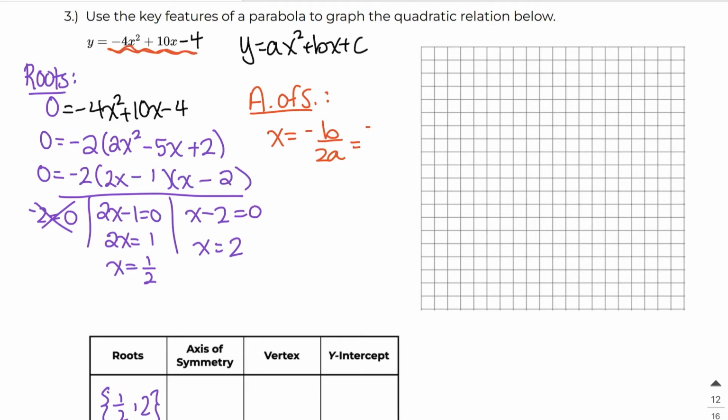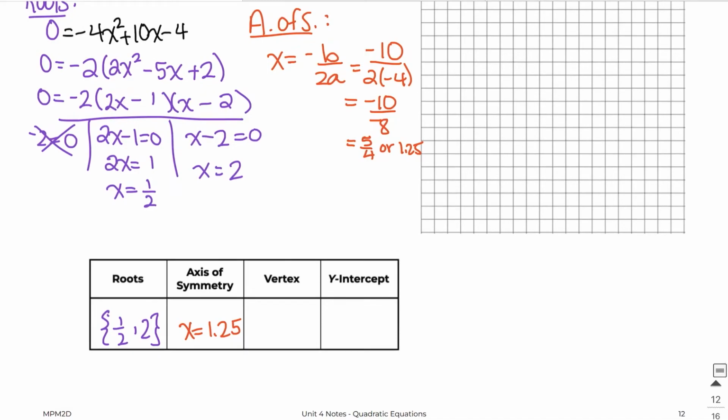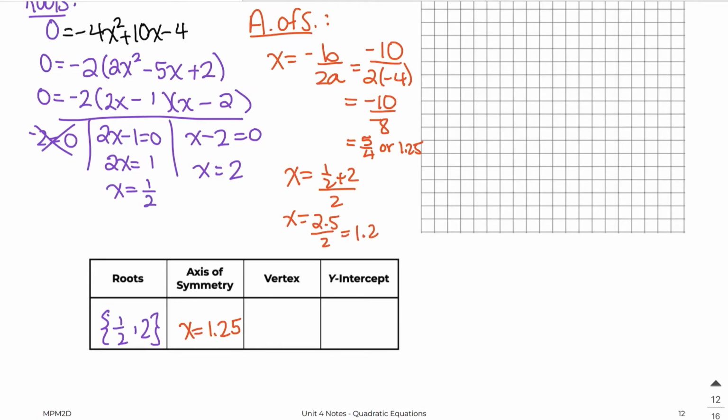So the b value is 10, so I'm going to do negative 10 over 2 times a, which is negative 4. So here I get negative 10 over negative 8, which becomes a positive 10 over 8, and it turns into 5 over 4, or 1.25. So here I'm going to say x equals 1.25, mainly because it's easier for me to graph that out. But also, if I wanted to do my axis of symmetry by just averaging my 2 roots, I could have just taken 1/2 plus 2 and then divided that by 2. And 1/2 plus 2 is 2.5. Divide that by 2, I get 1.25.